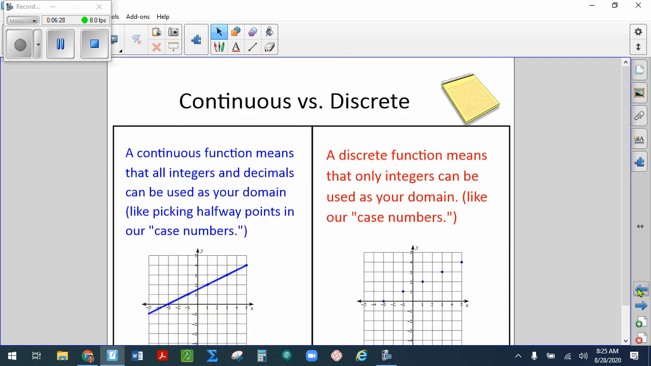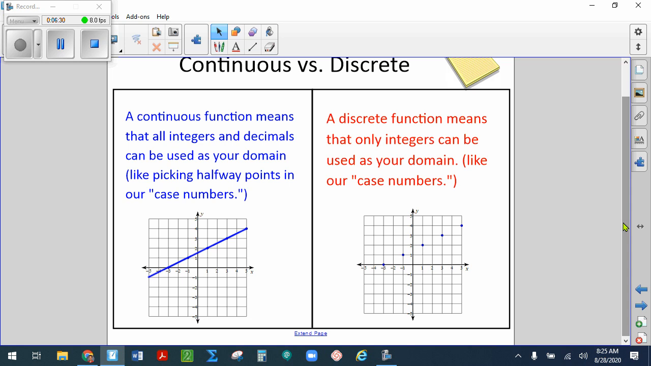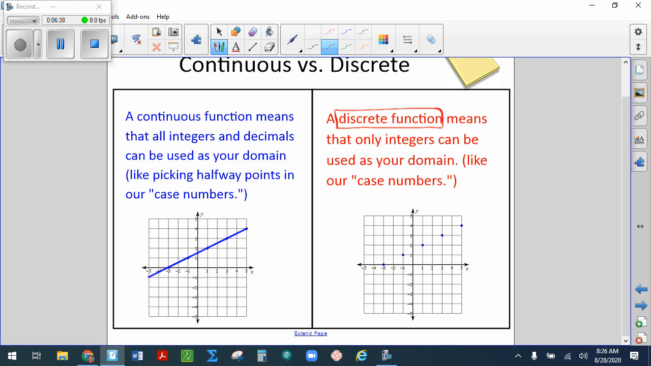And then the next one is continuous versus discrete. I'm actually going to start with the red. What we've been looking at is discrete functions. So that means that only integers could be used as your domain, like our case numbers. So our case numbers were 1. Then maybe we had case number 3, then maybe we had case number 5. And sure, I could do 2 and 4 as well, but I don't have case number 1.62. I really don't have case number 1.5. So a discrete function is using integers for your domain, okay, which is what we've been doing, case 1, 2, 3, 4.